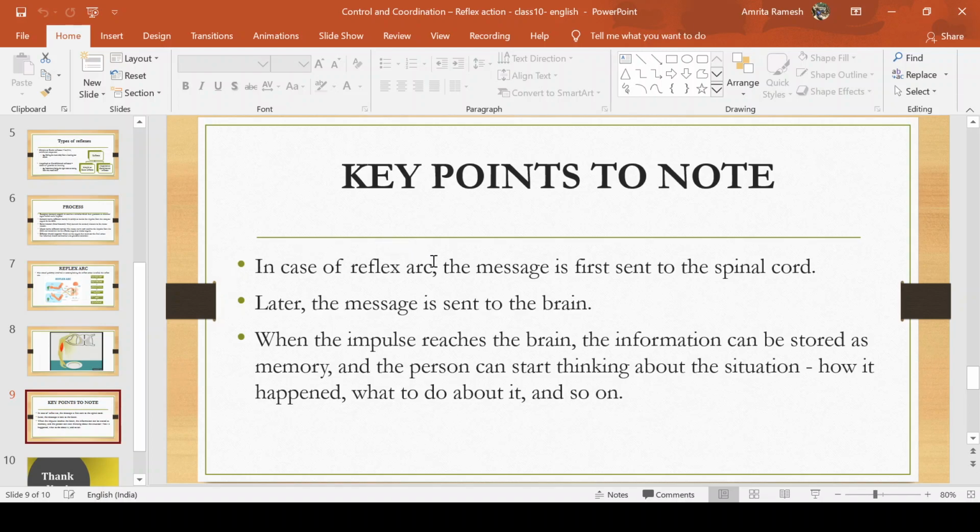So, in the case of a reflex arc, the message is first sent to the spinal cord. Later, the message is sent to the brain. When the impulse reaches the brain, the information can be stored as memory, and the person can start thinking about the situation, how it happened, what to do about it, and so on. This is very important with respect to reflex action or reflex arc. You have to remember that it's the spinal cord that is involved initially, and not the brain. Later, the message is sent to the brain.